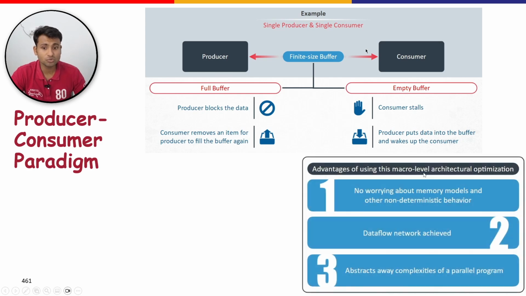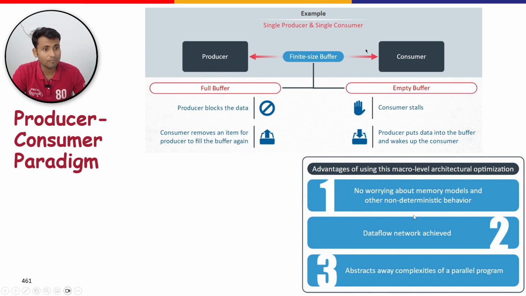The advantage of using this macro level architectural optimization is that there is no worry about memory models and other non-deterministic behavior. Whenever the communication is encapsulated by a buffer, it frees the programmer from worrying about memory models and other non-deterministic behavior like race conditions.